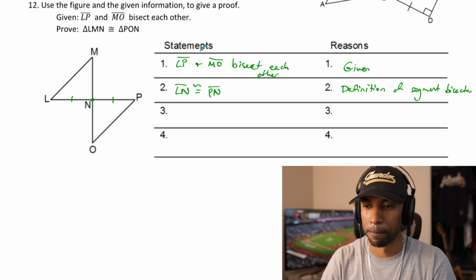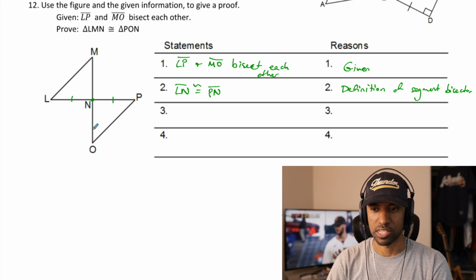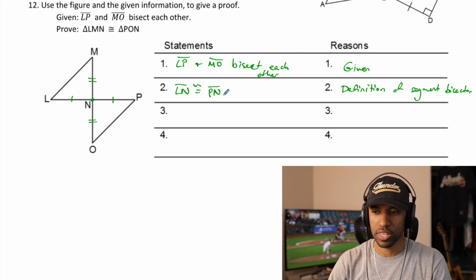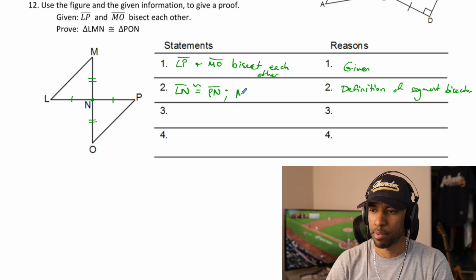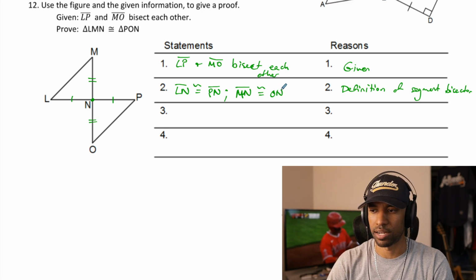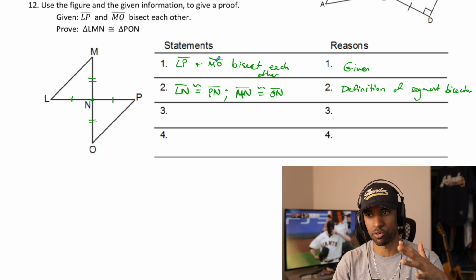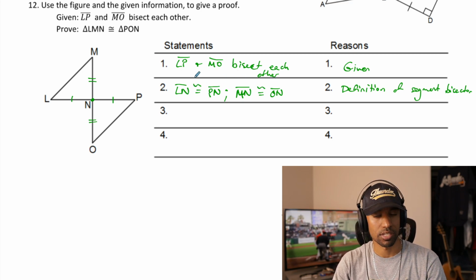But wait, there's more. MO doesn't just bisect LP. LP also bisects MO. That makes MN and ON also congruent to each other. So I'll just put this on this one if that's okay. I'm going to also mention that segment MN is congruent to segment ON. I'm just putting them on the same line because they come up with the same thing. After all, these were both on the same line, bisecting each other, and here's what it caused to happen.